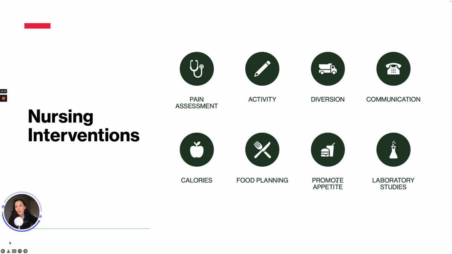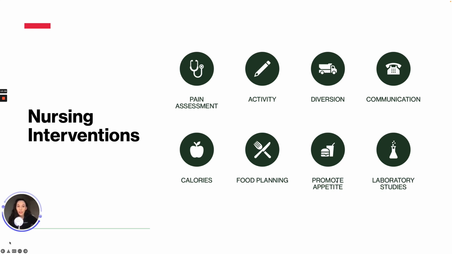Our nursing interventions can include pain assessment, so observing and documenting the location, severity on a 0 to 10 scale, and character of pain. For activity, we're going to promote bed rest, allowing the patient to assume a position of comfort. Diversion, by encouraging the use of relaxation techniques and diversional activities. Make time to listen and maintain frequent contact with the patient to improve communication.